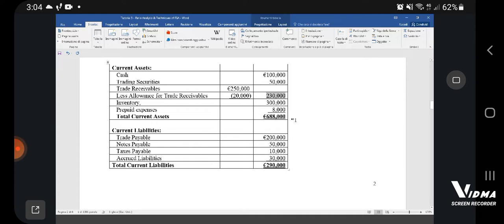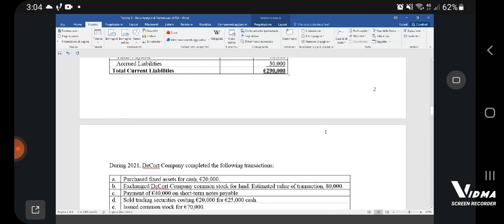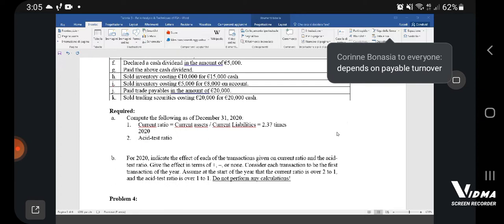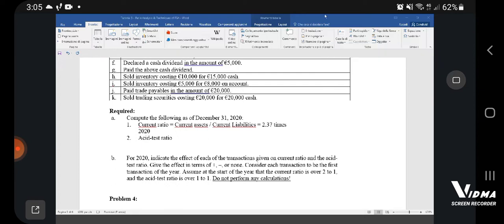Is that risky? Does that mean any problem to manage the liquidity? If the current ratio is less than 1, does that mean any problem for managing the liquidity of the company? What do you think? Current ratio less than 1. Should we start the alarms ringing? Yes. Okay. Any other idea? We need to check the cash flow statement. Okay. We have also some answers in the chat. It depends on the payable turnover. Okay. It depends on the cash flow.